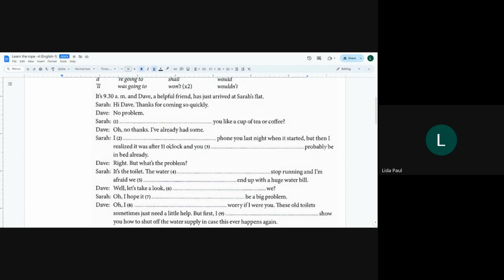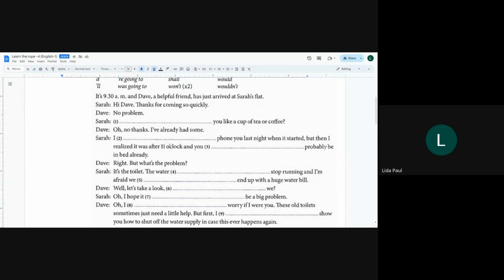Dave: Well, let's take a look, shall we? Now this is seeking permission. You're in somebody else's flat, so you're seeking permission to go inside and look at something. Well, let's take a look, shall we? Sarah: Oh, I hope it dash be a big problem. It's won't: I hope it won't be a big problem.